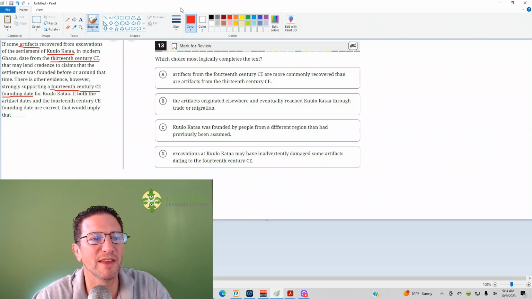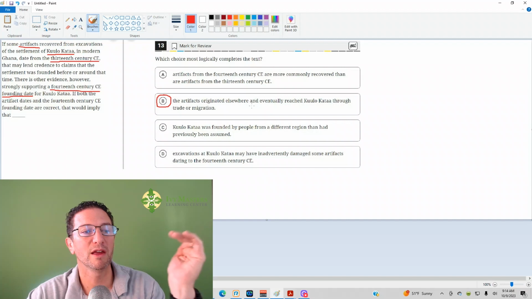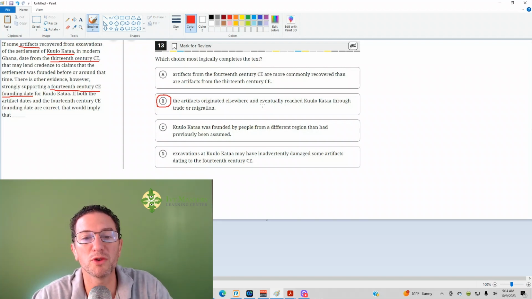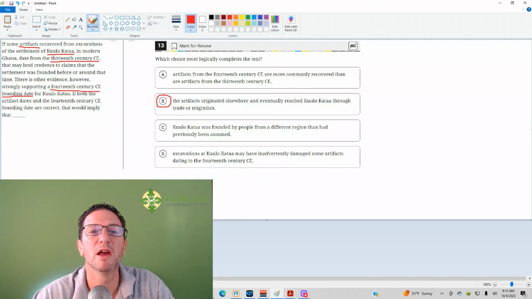In the paragraph, we get that there are artifacts at Kuulo Kataa from the 13th century, but they believe that the place was founded in the 14th century. How is this possible? Well, answer choice B is going to be your best answer, because the artifacts that are older, 13th century, could have originated somewhere else. And then when Kuulo Kataa was settled in the 14th century, they had those artifacts that were 100 years older. They eventually reached Kuulo Kataa through trade or migration. B is your correct answer.